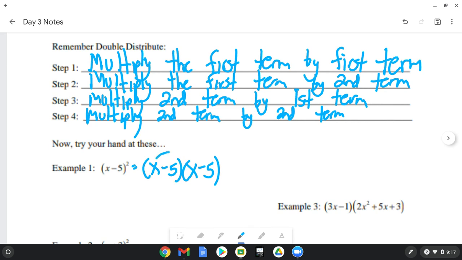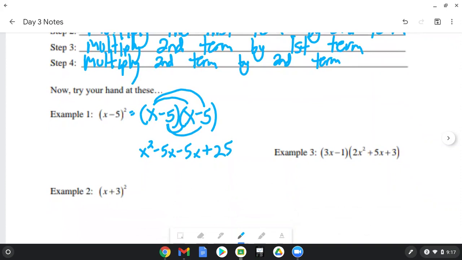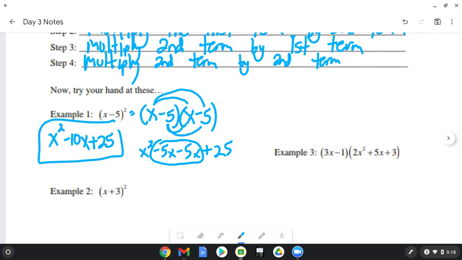So we would take this x and multiply it by that x. That'd be the first term times first term, so it'd be x squared. First term times second would be negative 5x. Second term by first term is negative 5x. Second term by second term is plus 25. We look to see if there's any like terms that we can add together, and it's these two. So now if we add those together, we get x squared minus 10x plus 25 as my final answer. That's a quadratic trinomial, if you're going to name it.